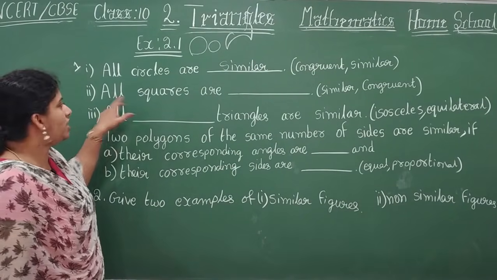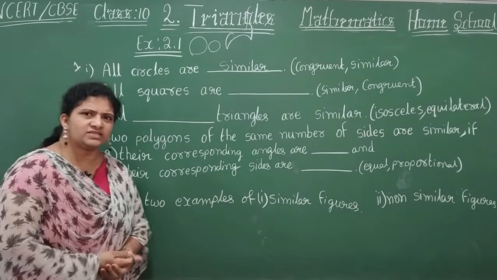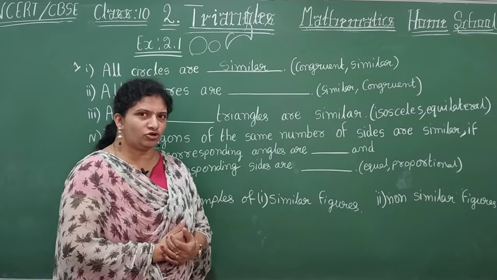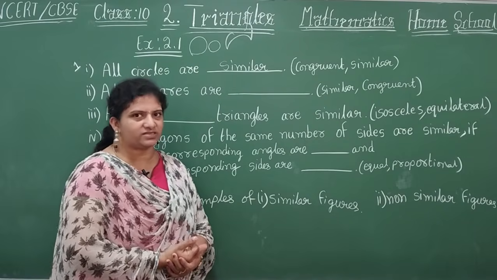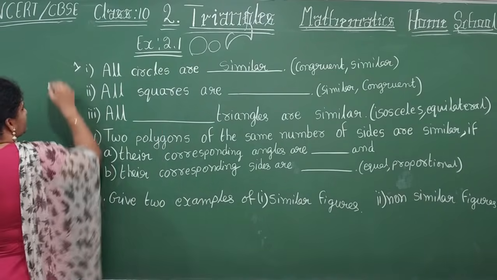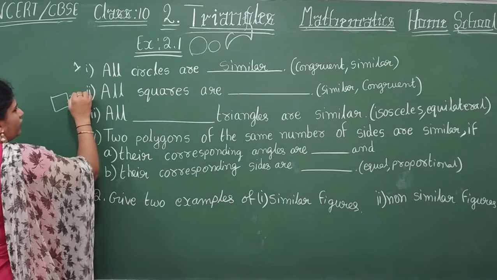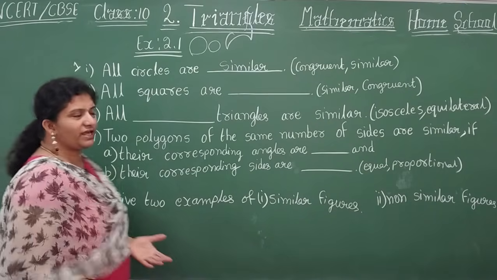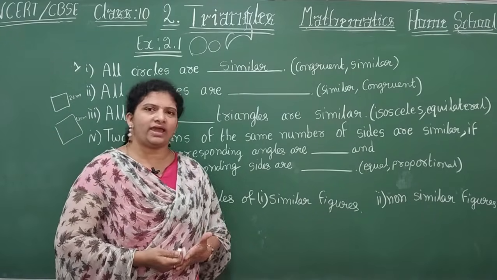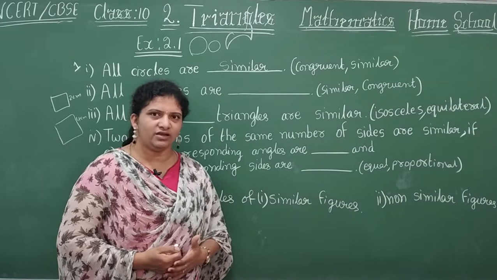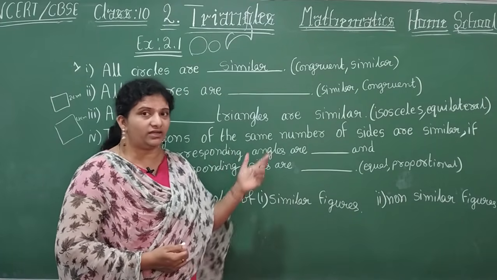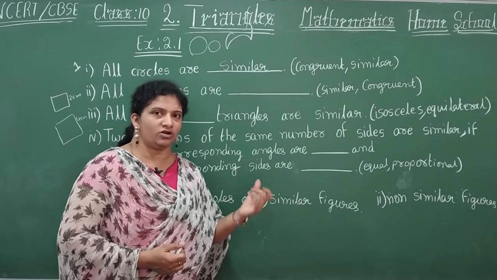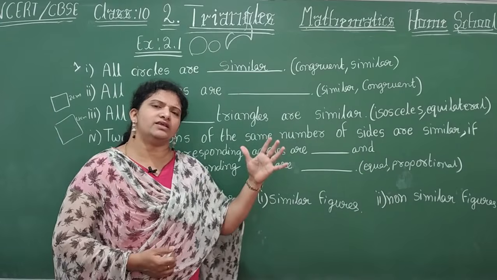Next question, all squares are. Squares means all sides equal. But what is the side length we should know when we are comparing any squares? Suppose all squares they have said. So let's take one square of 2 centimeters side, another square of 4 centimeters, another square of 10 centimeters. All squares, each square is different, right? So if they give you any particular squares and ask, then you can say whether they are similar or congruent. But all in the sense we don't know.